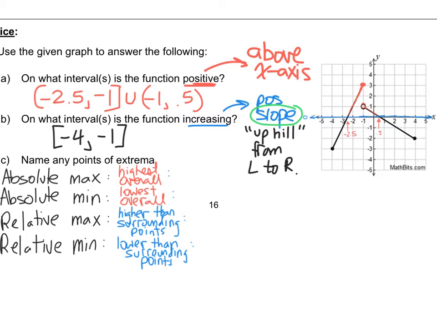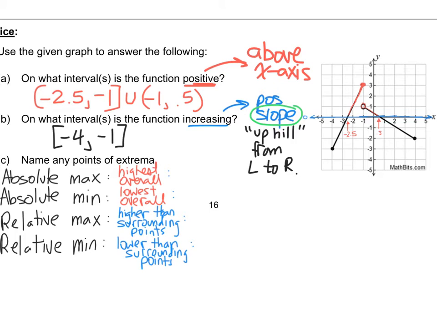Unless it's stated otherwise, points refers to coordinates, so x comma y. Sometimes it'll say name any x values that correspond to extrema. That's a different story. But here it's saying name any points. Points means coordinates. So what is the coordinate? Looking at the entire graph, what are the coordinates of the highest point overall?